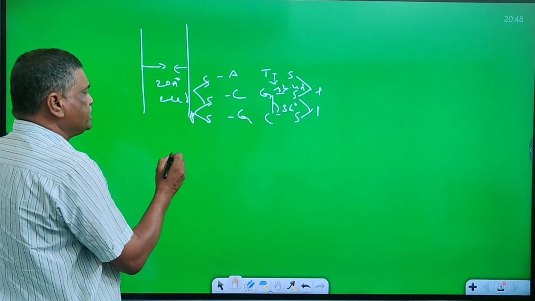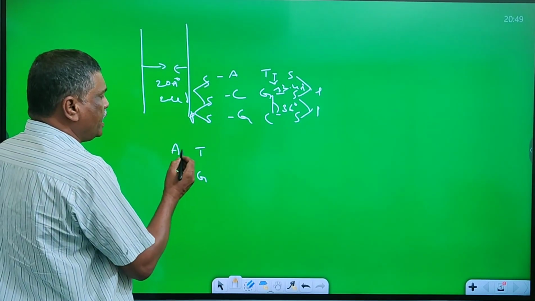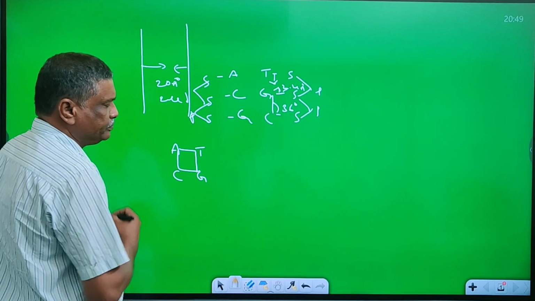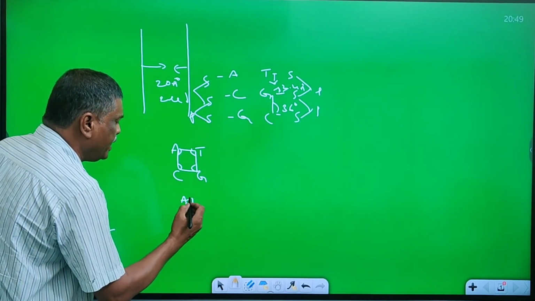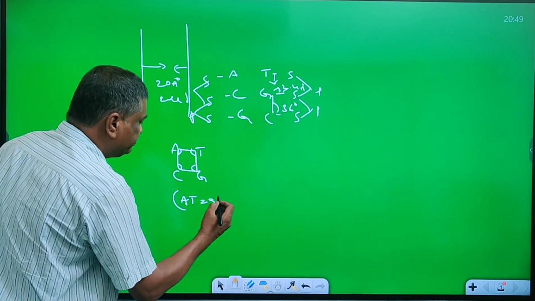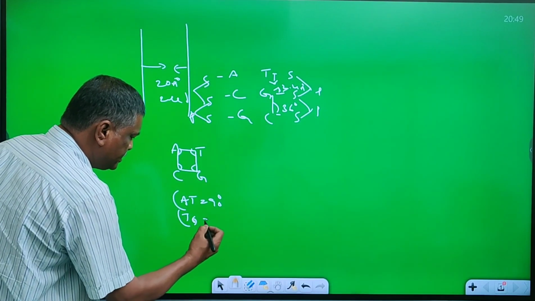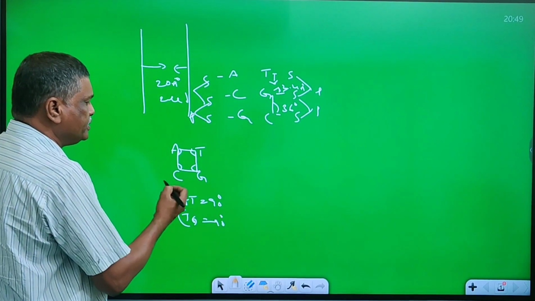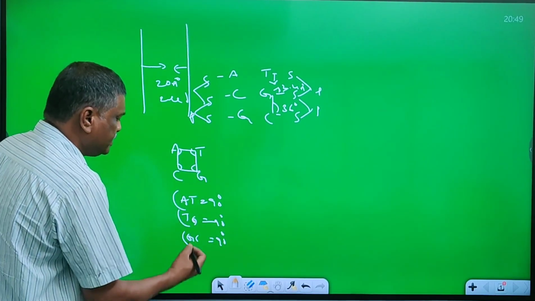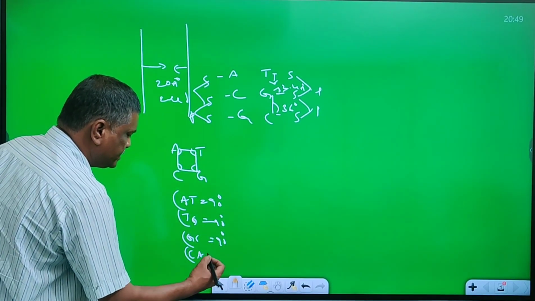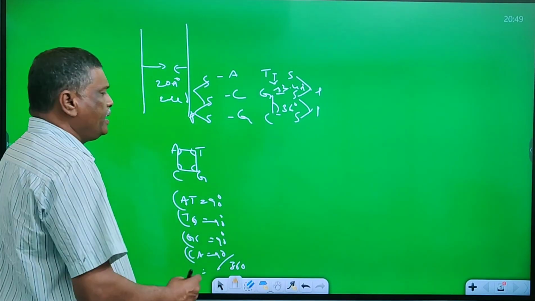And the nitrogen bases, A bonds with T, C bonds with G, these are arranged in a square shape. Means in each angle we have 90 degrees. Between A and T 90 degrees, between T and G 90 degrees, between G and C 90 degrees, then between C and A 90 degrees. Means totally 360 degrees.